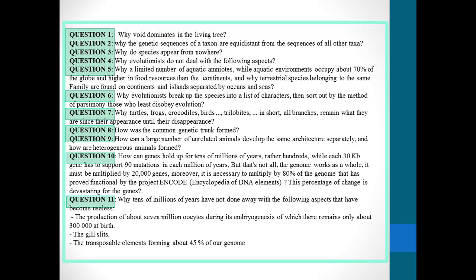Question 11. Why have tens of millions of years not done away with the following aspects that have become useless? The reproduction by the female of about 7 million oocytes during her embryogenesis, of which there remains only about 300 at birth, the germ cells, and the transposable elements forming about 45% of our genome.